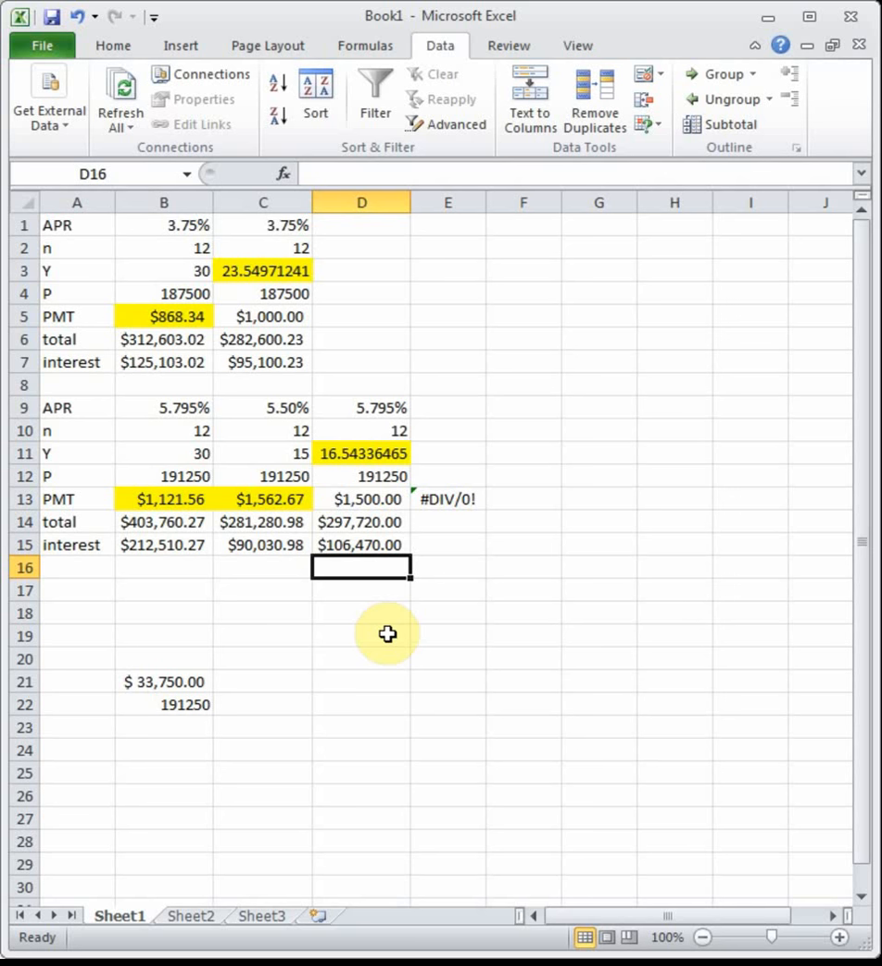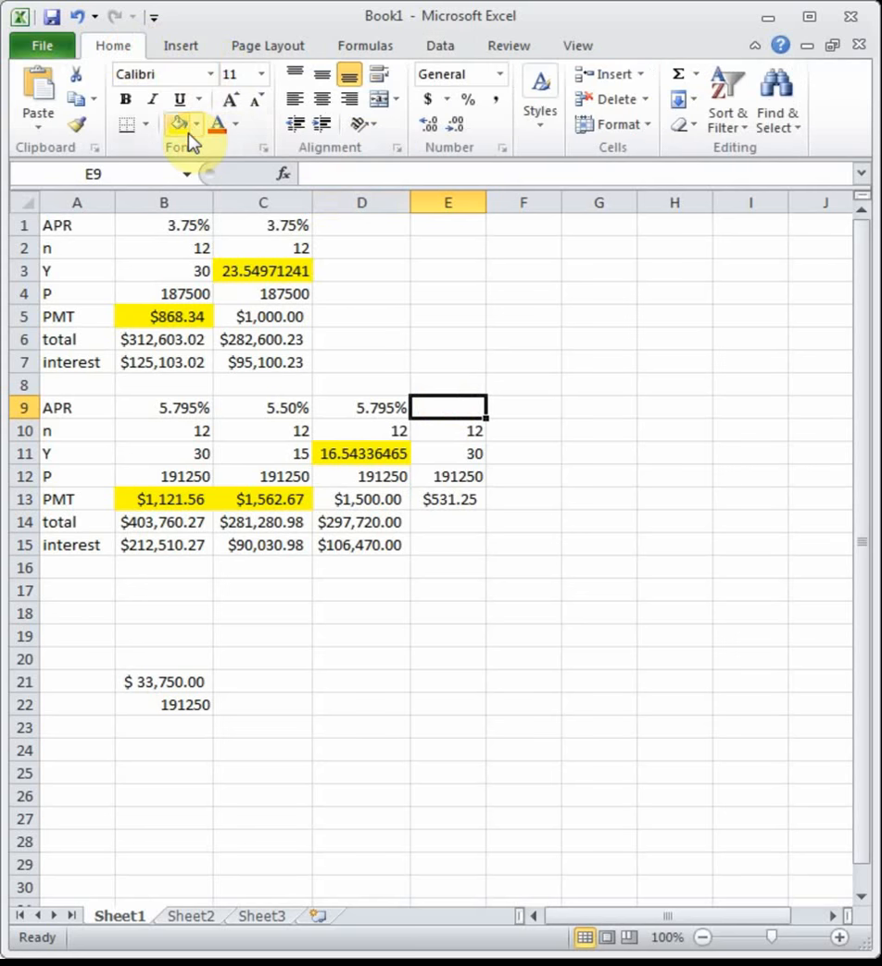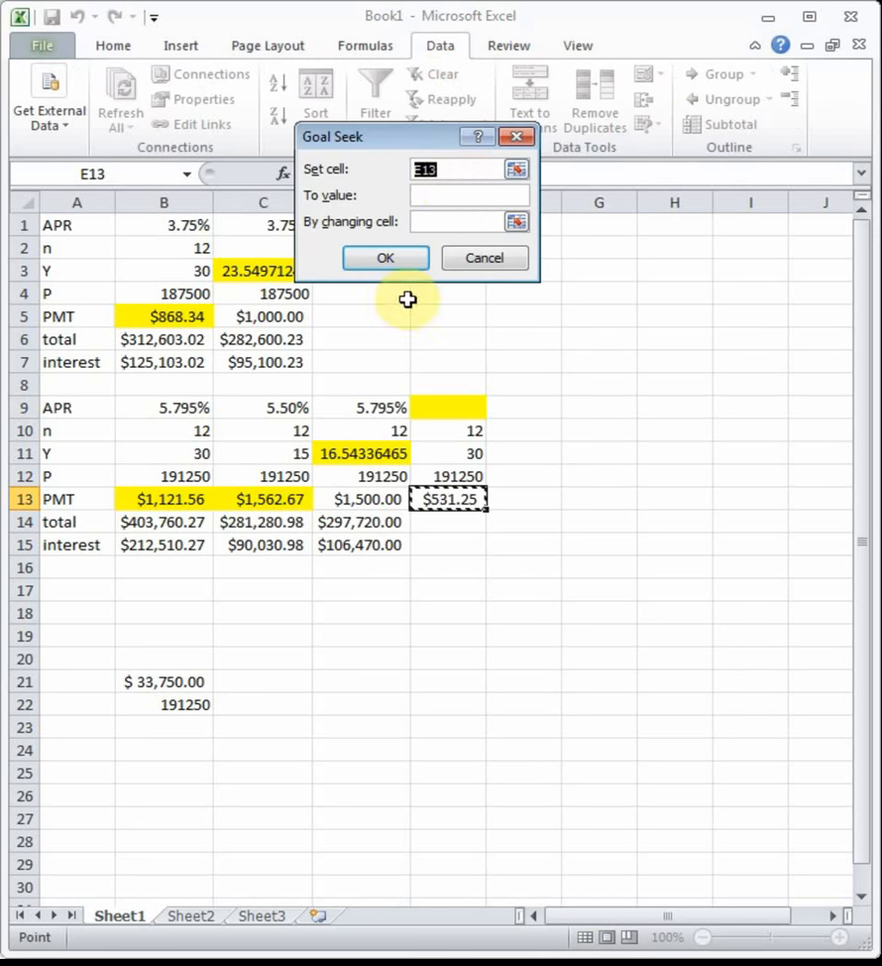And then the last one, it says Meredith can only manage monthly payments of $1,000 on a 30-year fixed rate mortgage. What interest rate would the loan need to charge for her to get this? So again, she's borrowing $191,250, and it's saying what interest rate would she need to get to have a $1,000 a month payment. So we need to goal seek our payment to $1,000 a month. So we need to goal seek to $1,000 by changing our APR.